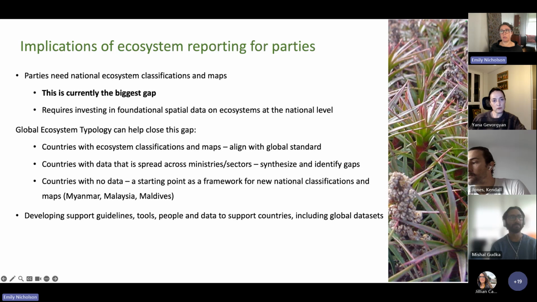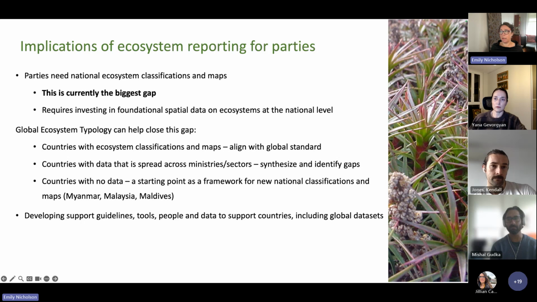So, for example, countries with ecosystem classifications and maps, we can align these with the typology, so that we understand how they relate to ecosystems around the world, and so that they can report consistently. For countries with data that is, for example, you might have different ecosystem classifications and maps that are spread across ministries and sectors, for example, information in the forestry department, different information in the environment department.